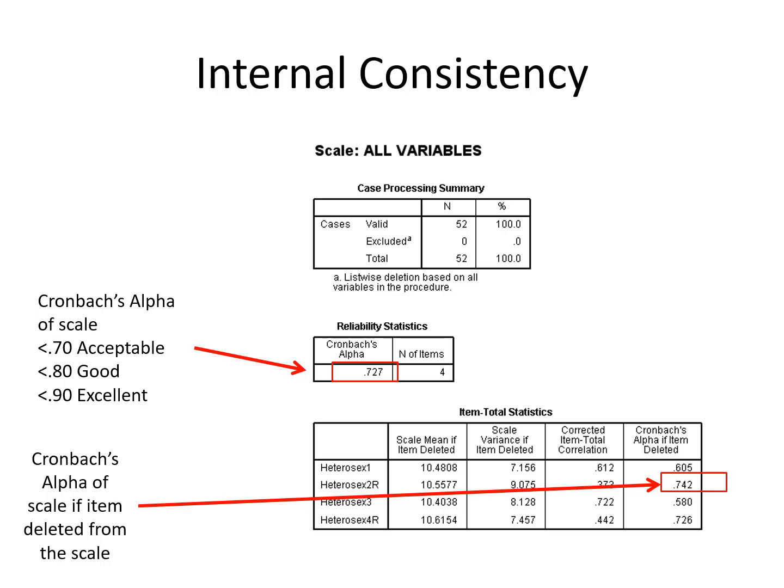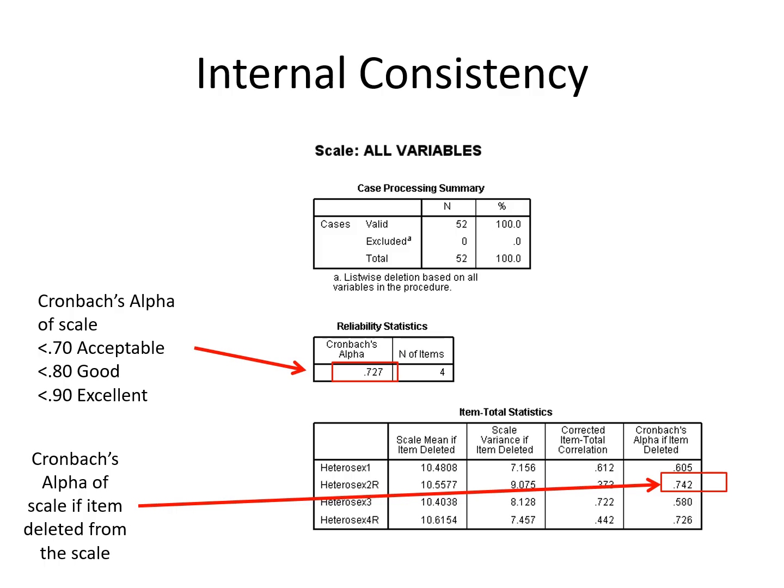And again, we're also going to get an individual table showing each item. It's going to show the scale mean if the item is deleted, the scale variance if the item is deleted, the corrected item total correlation, so how well it correlates with other items, and finally, what the Cronbach's alpha is if the item is deleted.